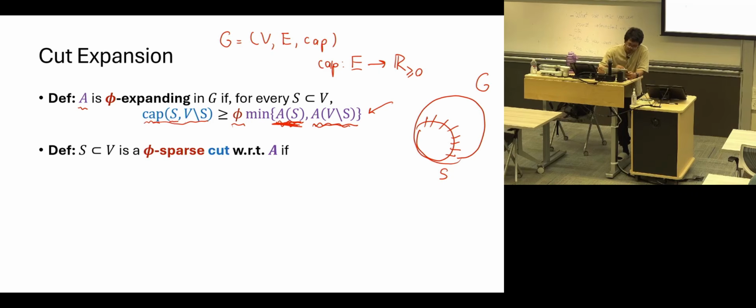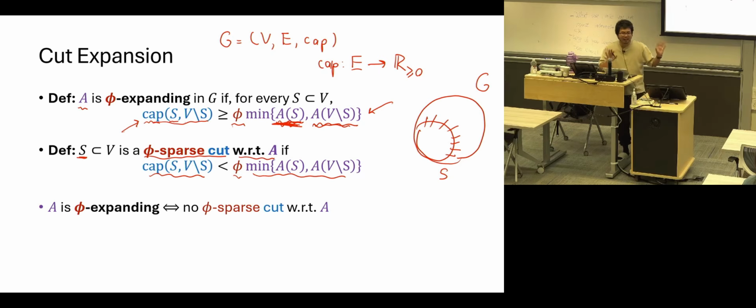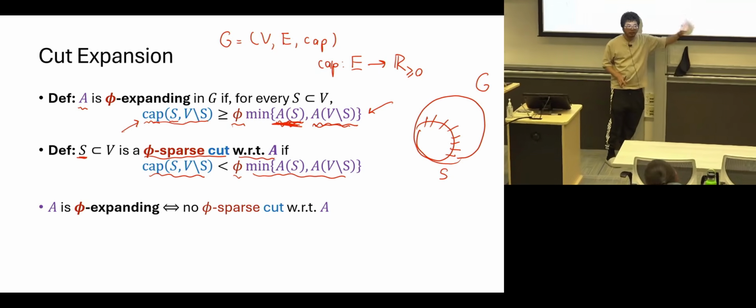And I said that this set S is a phi sparse cut with respect to A if this thing is false, if the cut is kind of small with respect to A. So if this cut is small with respect to A, then this is a phi sparse cut. So just from this definition, A is phi expanding in G if there is no phi sparse cut with respect to A.